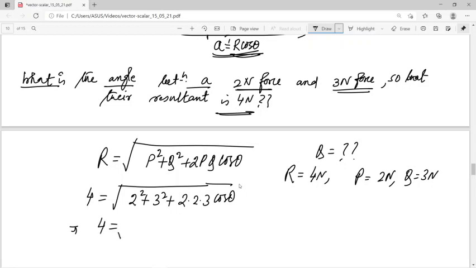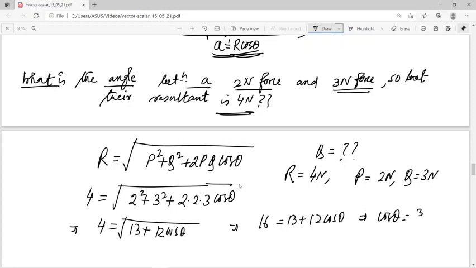The result is 4 plus 9, that is 13, plus 12 cos theta, and this is 16 when we square 4, so 16 equals 13 plus 12 cos theta. So you will find the value of cos theta is 3 by 12, that is 1 by 4, so theta is cos inverse 1 by 4. This is one type of problem that you should solve.